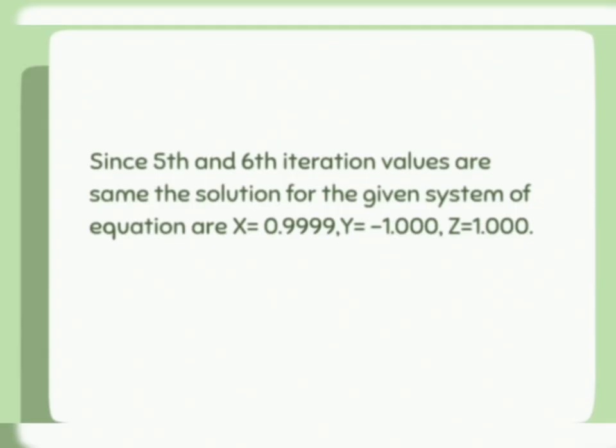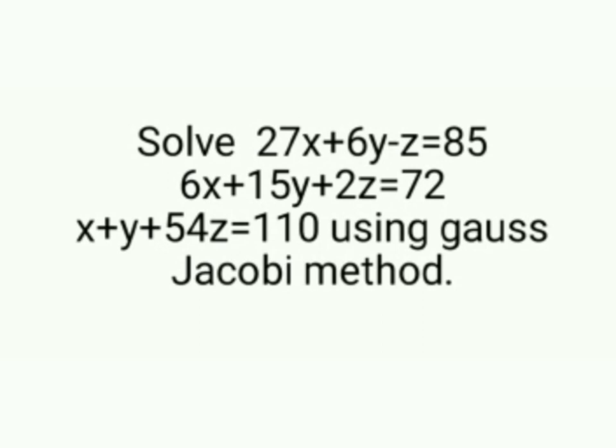Since the fifth and sixth iteration values are the same, the solution for the given system of equations is x is equal to 0.999, y is equal to minus 1.000 and z is equal to 1.000.